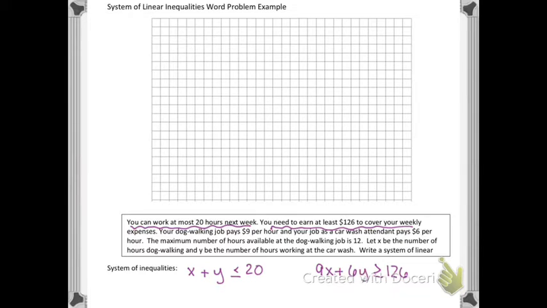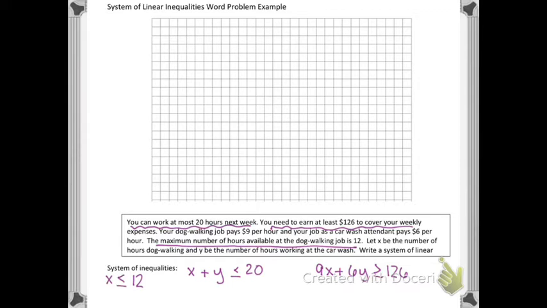Okay, I missed a sentence. The maximum hours available at the dog walking job is 12. So this last inequality only has to do with X, and the maximum is 12, so we can work equal to 12 or we can work less than 12.